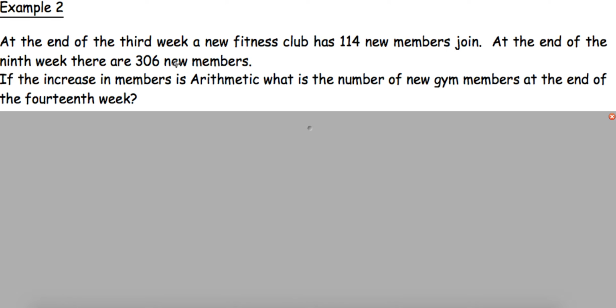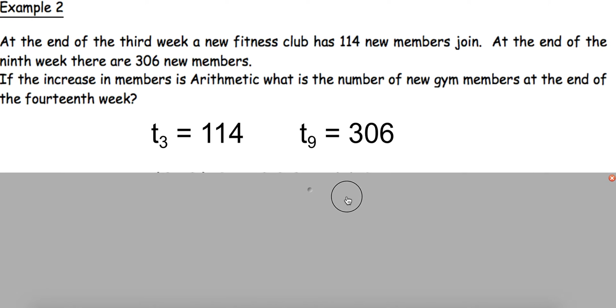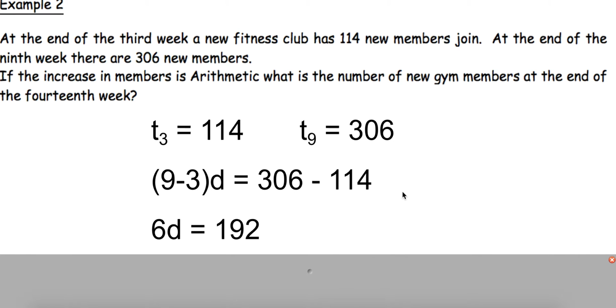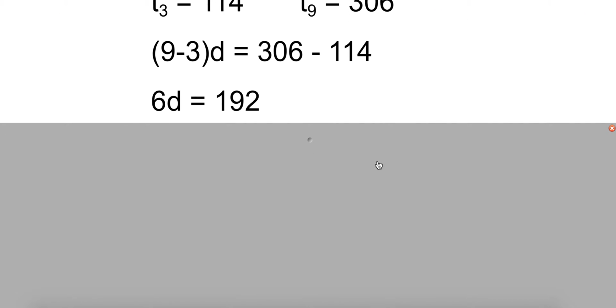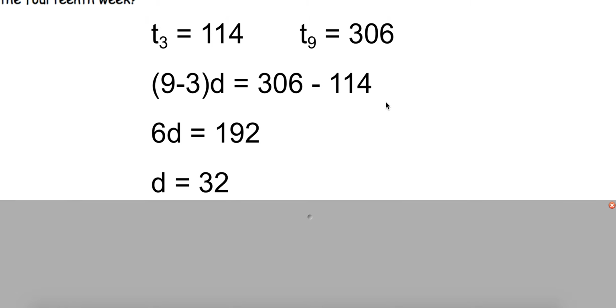Okay, so the first thing, we know the 3rd week, so that's going to be T3, and we know the 9th week, which is T9. Okay, so we've got T3 is 114, T9 is 306. We're going to be able to find our A value, our D value by doing 9 minus 3. That's how many differences we have. We're going to have 6 differences equals 306 minus 114. So we get 6D equals 192. And D is 32.